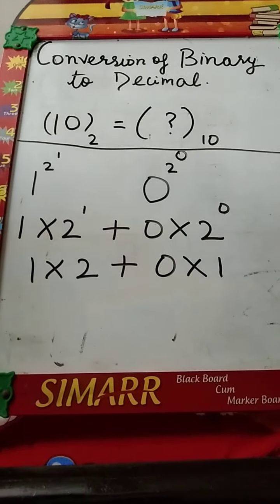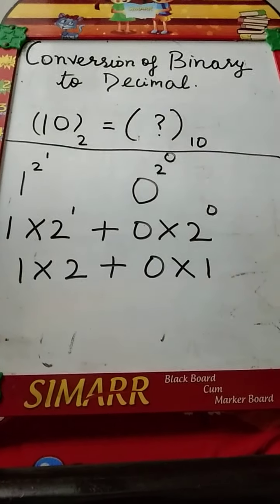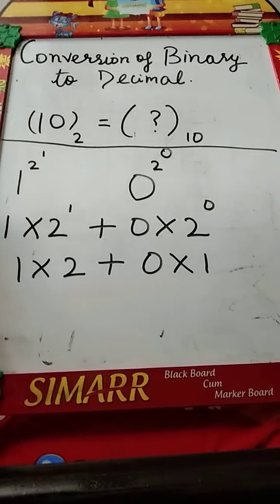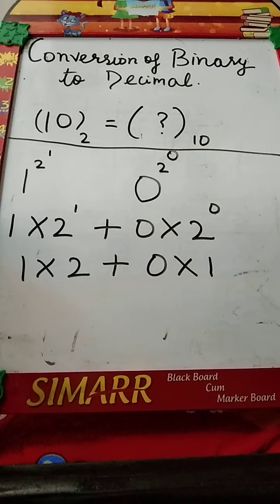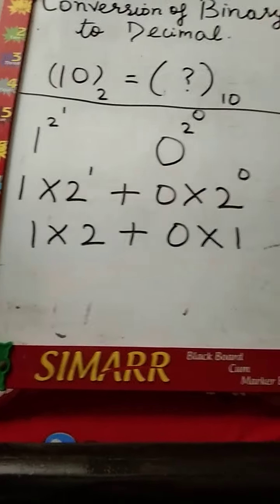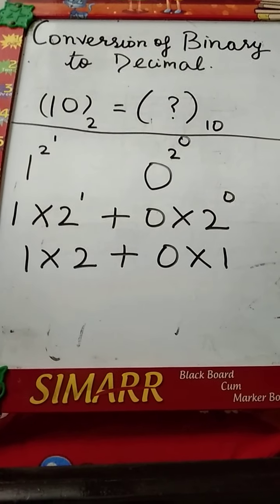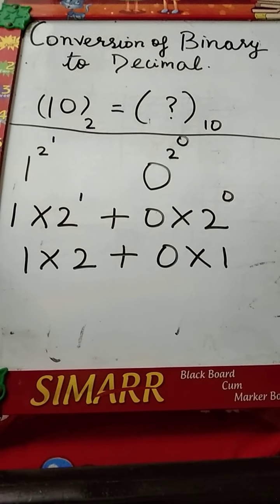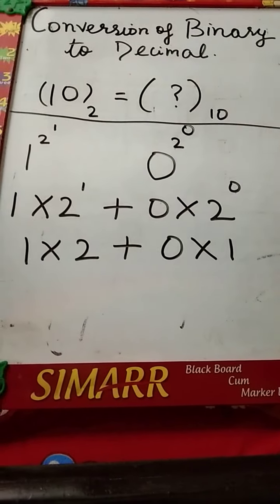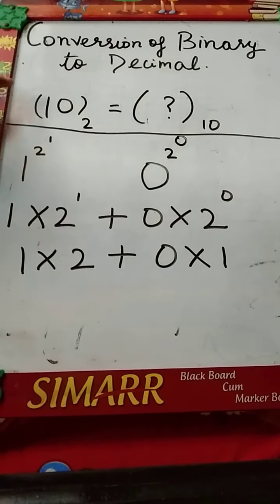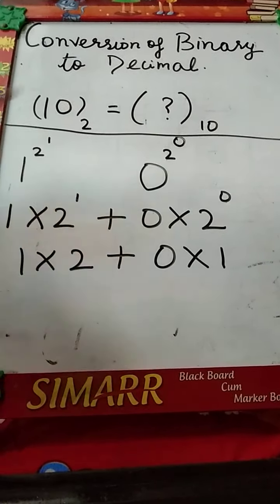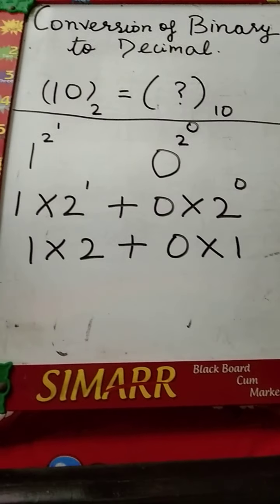Today we are going to start our second session on binary numbers. As in the previous class we studied how to convert decimal into binary number system. Today we study how to convert a binary number into a decimal number system. Here I can take an example: the number is 10 and its base is 2. We have to convert the binary into a decimal number system.